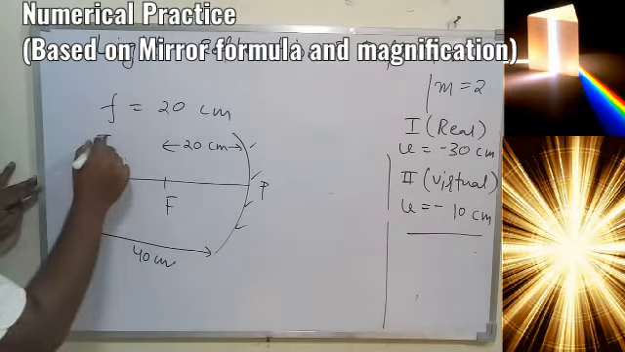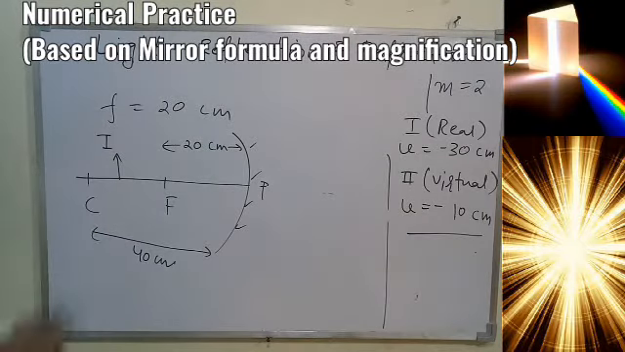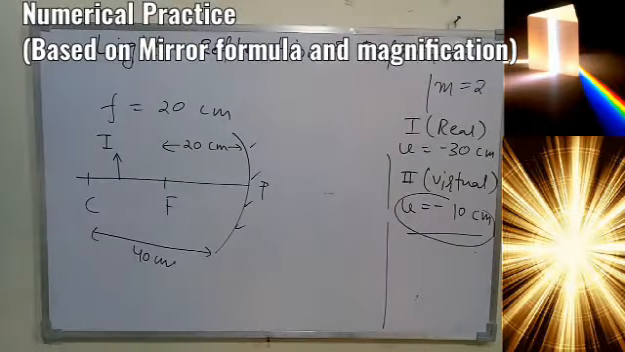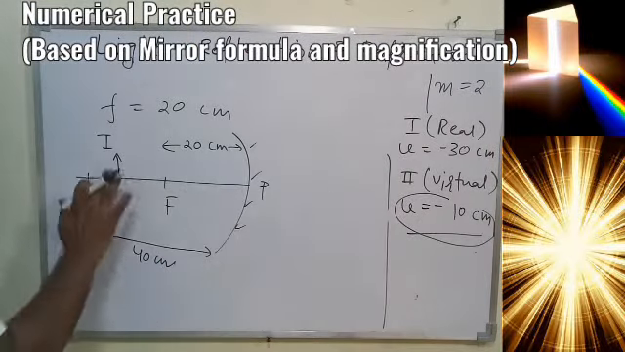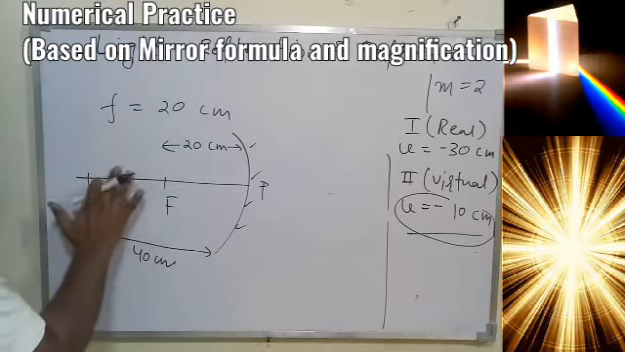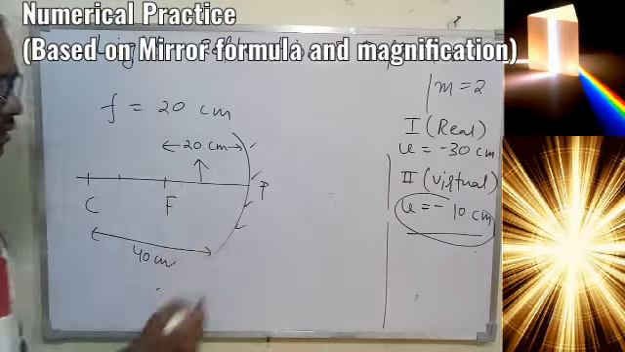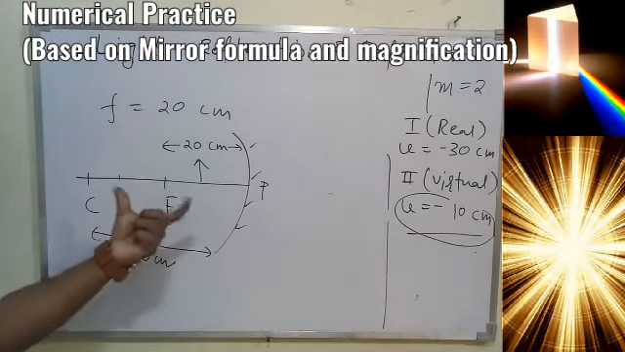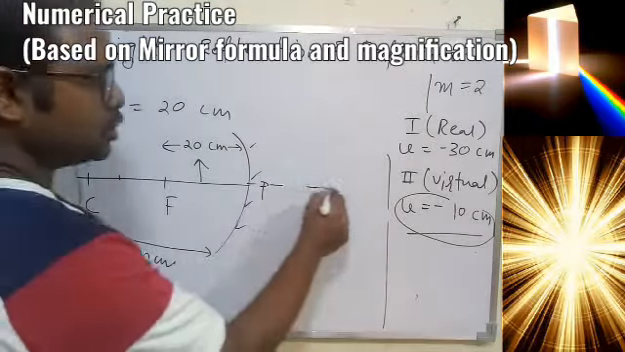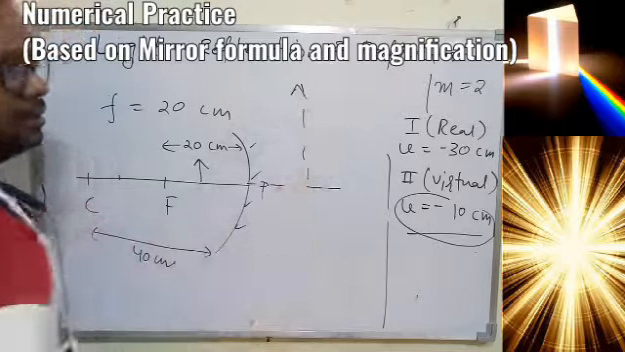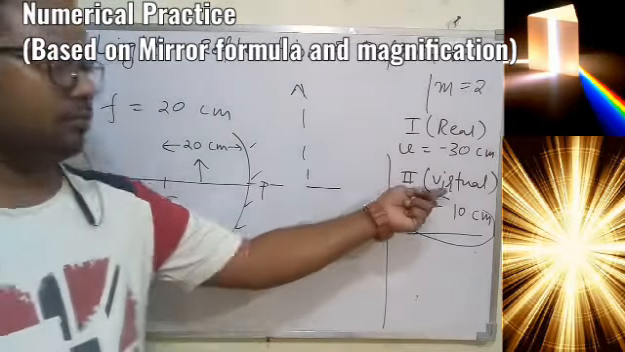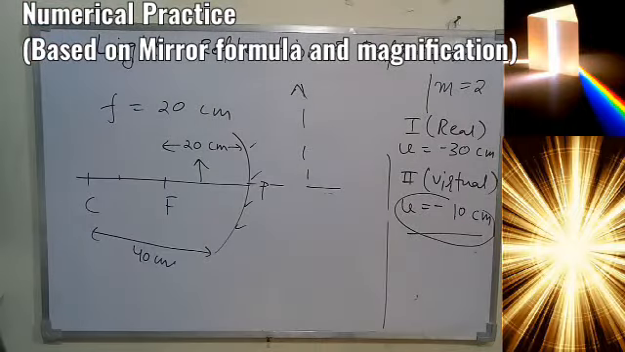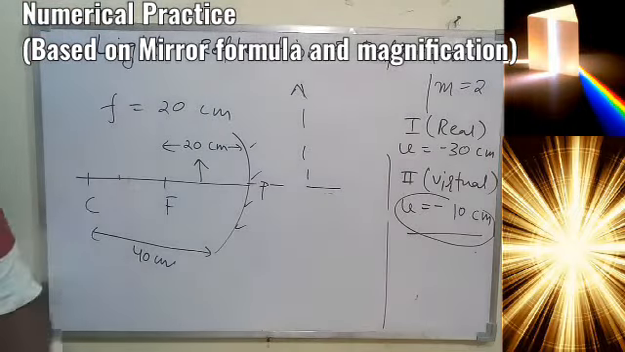So this is case 1, no doubt. And in case 2 you can see the object distance is coming 10 centimeter. 10, you know, it will be between P and F. So in case 2 it is understood the object is placed somewhere here between P and F, and we know if the object is between P and F, the image will be virtual and magnified, no doubt. So the virtual image we have taken, that's why the object distance is coming negative. So I hope you understood.